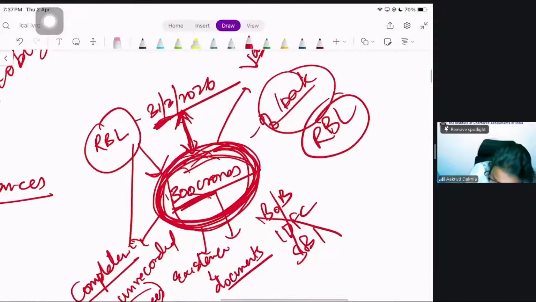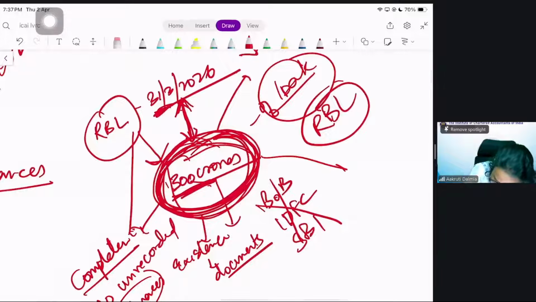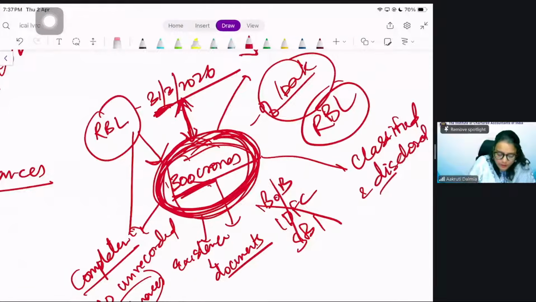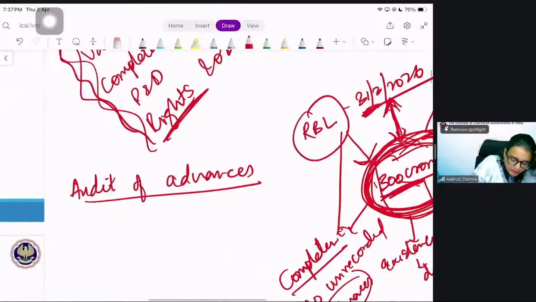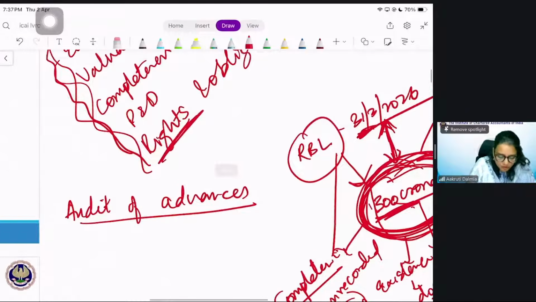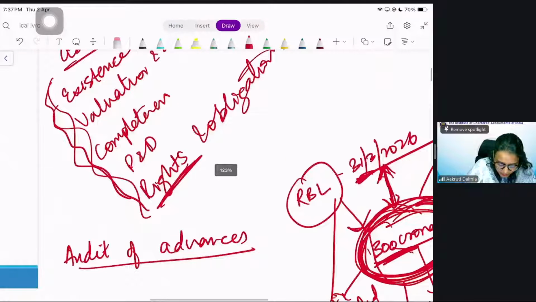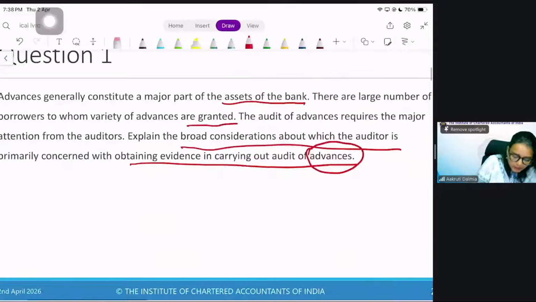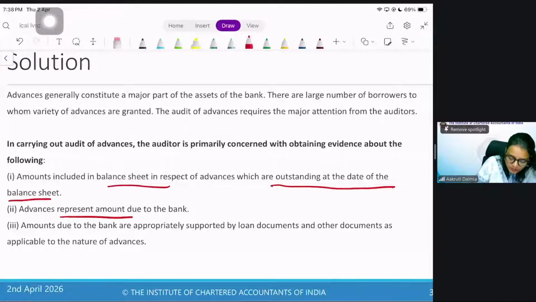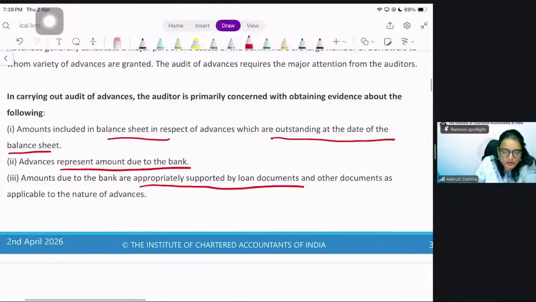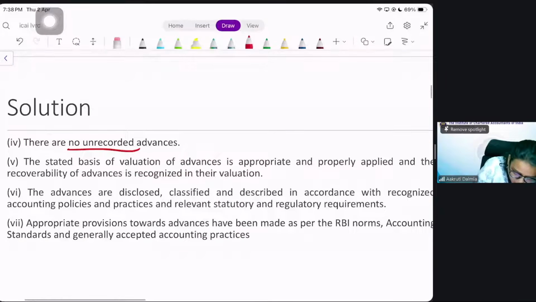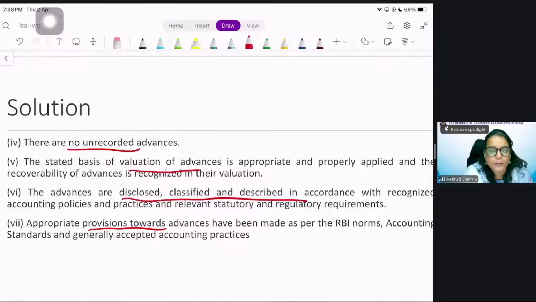And lastly, everything is properly presented, classified, and disclosed. So if you remember these assertions, that you are checking existence, valuation, completeness, rights and obligations, and presentation and disclosure, you can write this answer. The answer is exactly that. An audit of advances is supported by loan documents, which means they properly exist. There are no unrecorded advances. It means it's complete. The valuation is correct and proper provisioning is done. And lastly, properly disclosed, classified and presented. Can you remember this answer? Will you remember it?